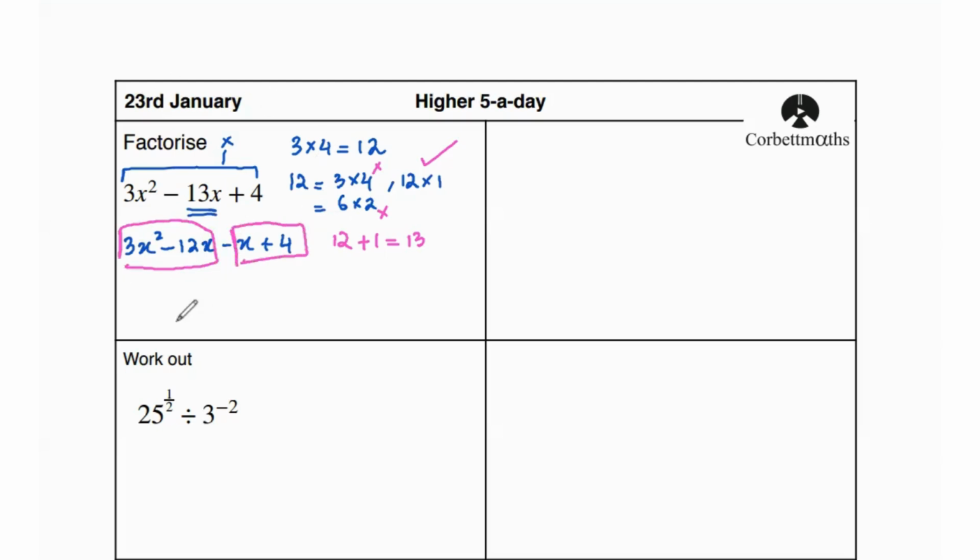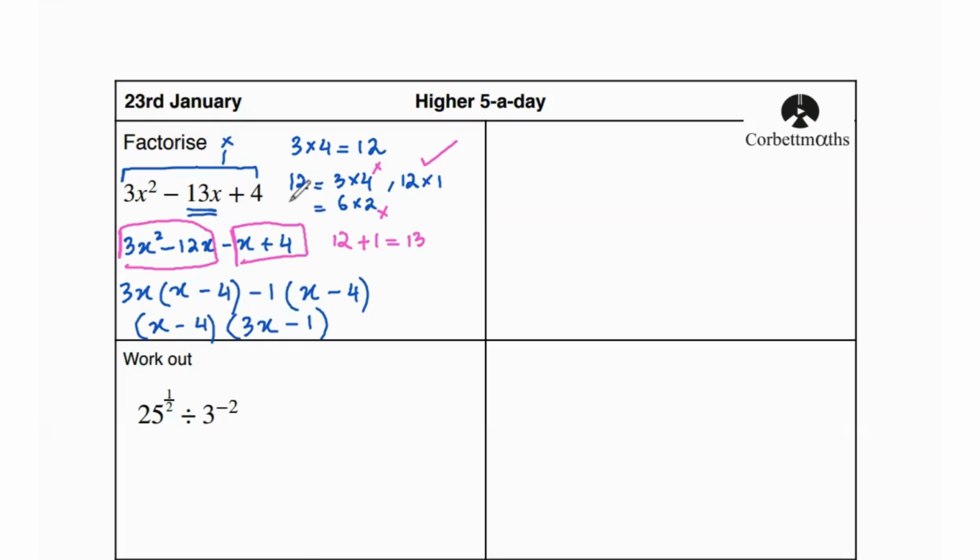Now you're going to factorize these two groups separately. If we factorize 3x squared minus 12x, we have 3x common, so 3x times x minus 4. And if we factorize negative x plus 4, we have negative 1 common, so that's going to be negative 1 times x minus 4. As you can see, between 3x and negative 1, we have x minus 4 common. So we take that common, and in the other bracket, we'll have 3x minus 1. So this is the fully factorized form for 3x squared minus 13x plus 4.